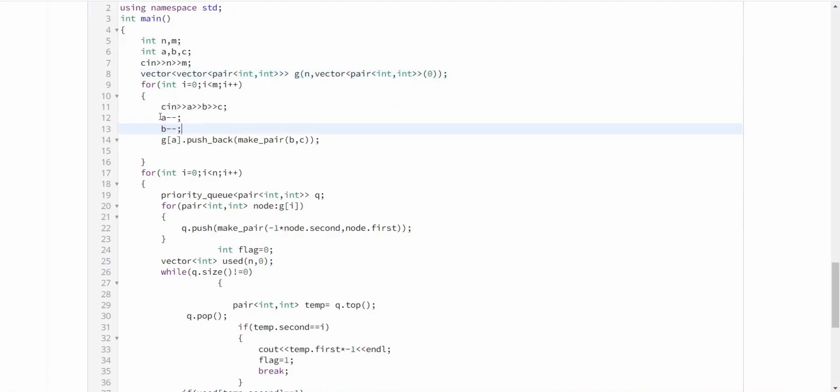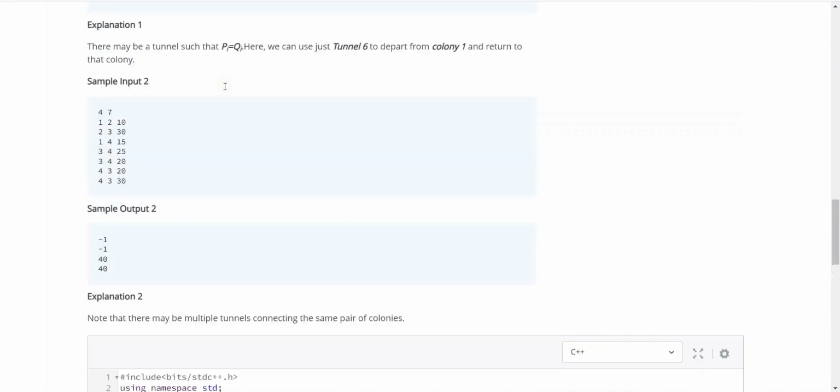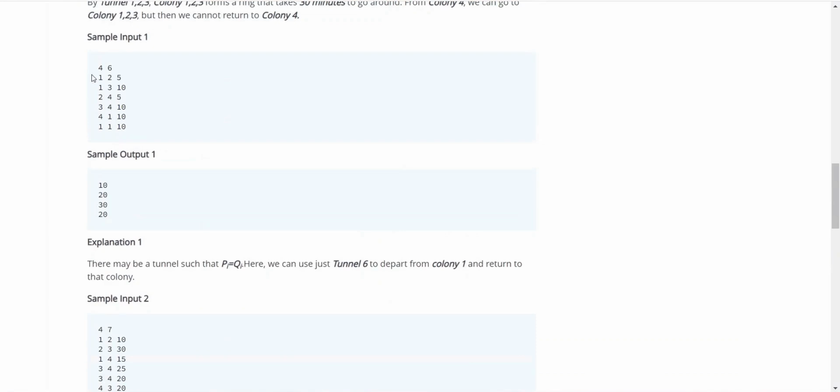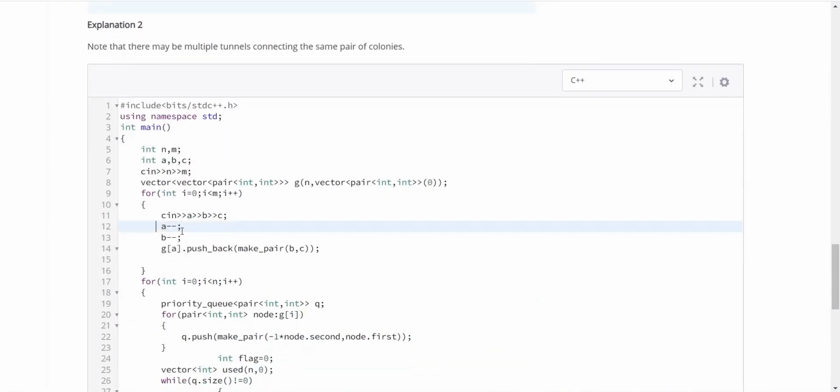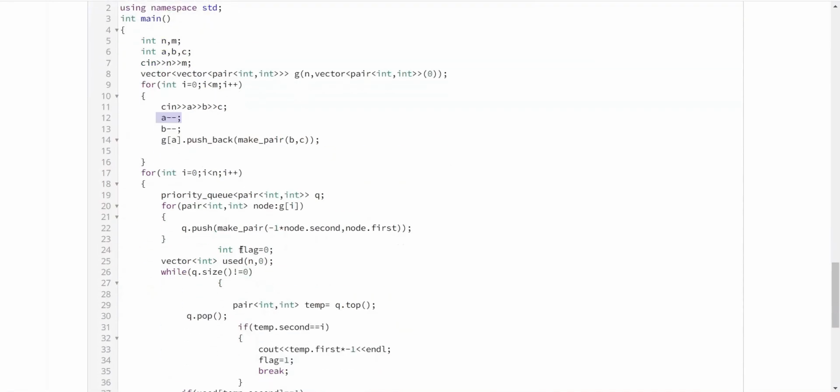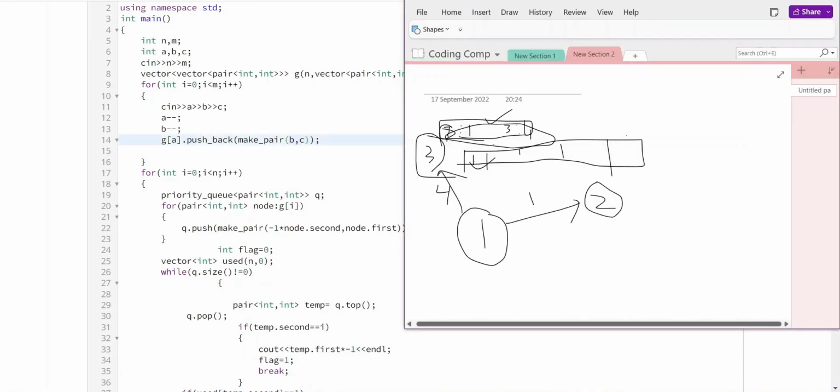Obviously we will have to decrement the value of a and b, since as you can observe over here we are starting with 1, but indices in our graph obviously begin with 0, so we also need to decrement this part. Now after that we are pushing the values of b and c. B and c is basically the node at which the edge is directed towards, and the cost or the weight associated with it.